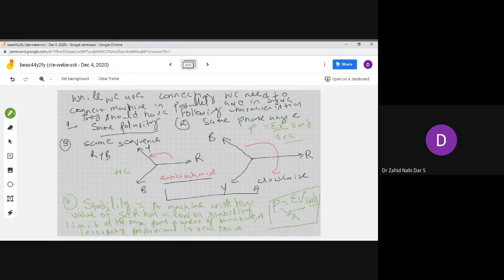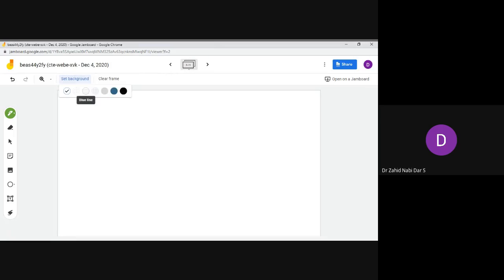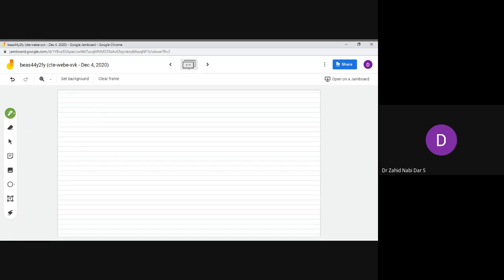Now the third point that I wanted to tell is the parallel operation. So parallel operation, this is the third point.